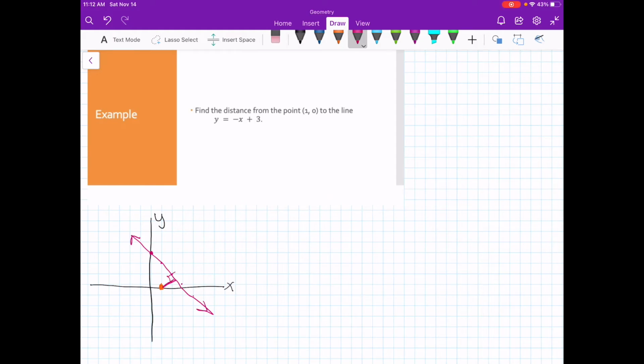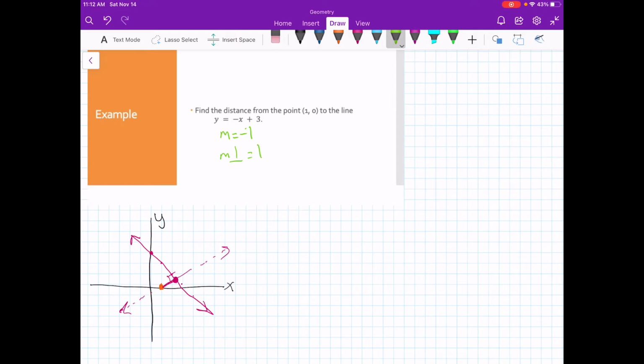So we need to find the equation of this line, because we need to find where these two lines would intersect. So let's start by finding the perpendicular line through the point (1, 0). So the slope of this line is negative 1. So our perpendicular slope is going to be positive 1.